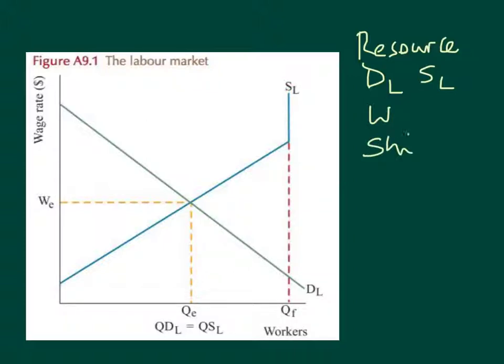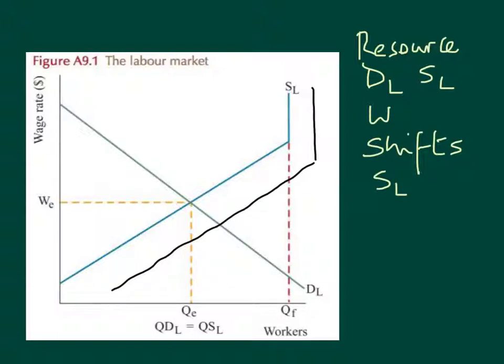Shifts of the curve. Firstly, shifts of the supply curve. If we had an increase in the retirement age, so older people can work longer, or we had a reduction in the school leaving age, or an increase in immigration of working age people, an increase in the supply of labour would shift the supply curve to the right, and you'll notice that the wage rate would in fact decrease to W1.